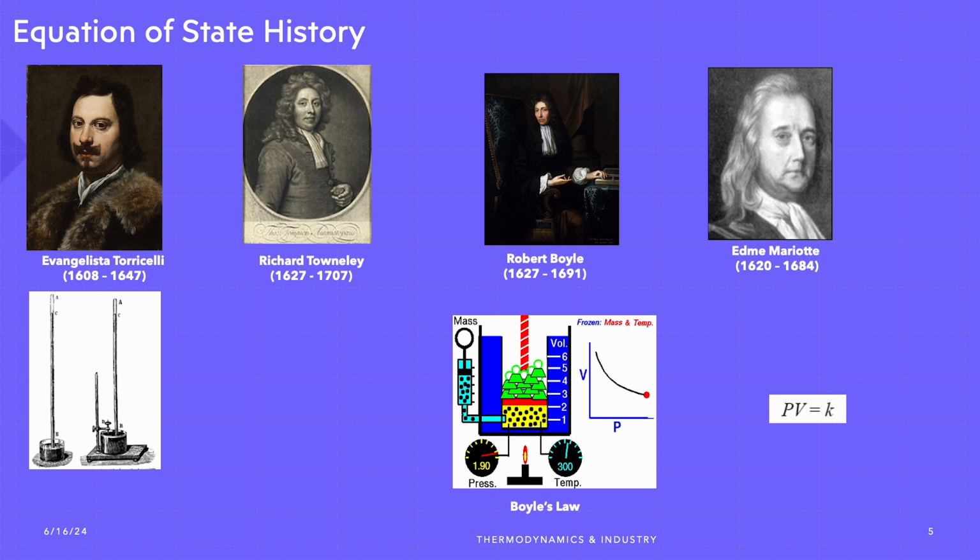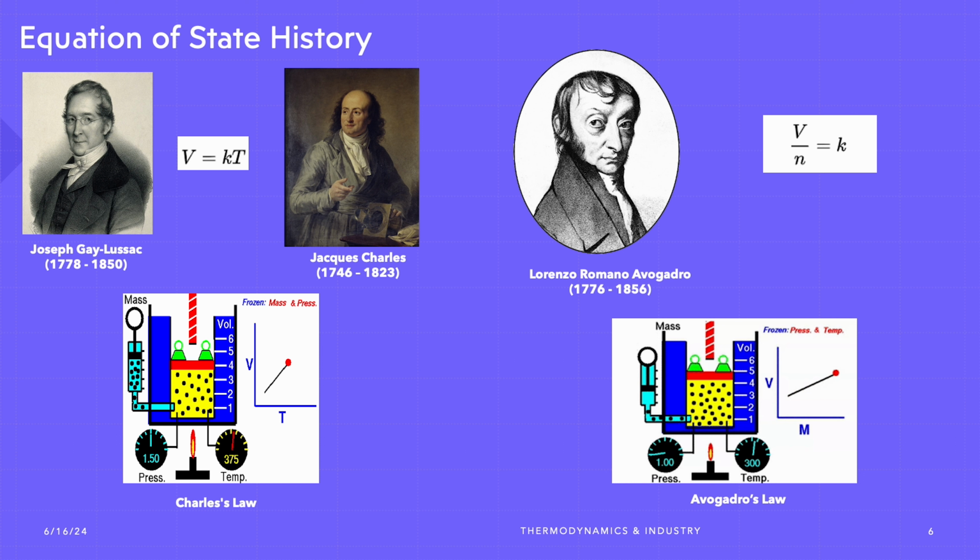Edmund Mariotte is particularly well known for formulating Boyle's Law independently of Robert Boyle. So as everything recorded, it looks like he independently did find that law.